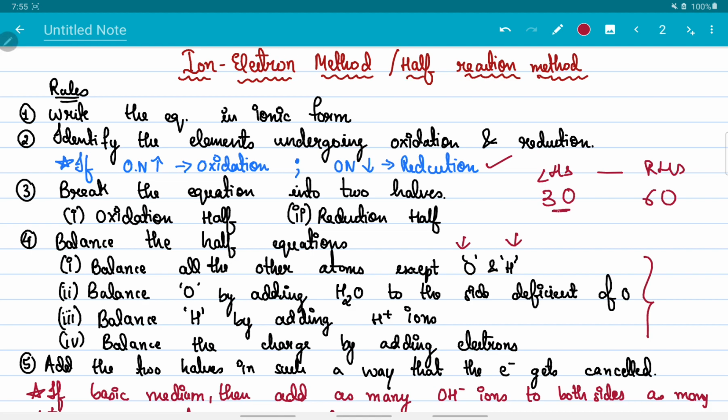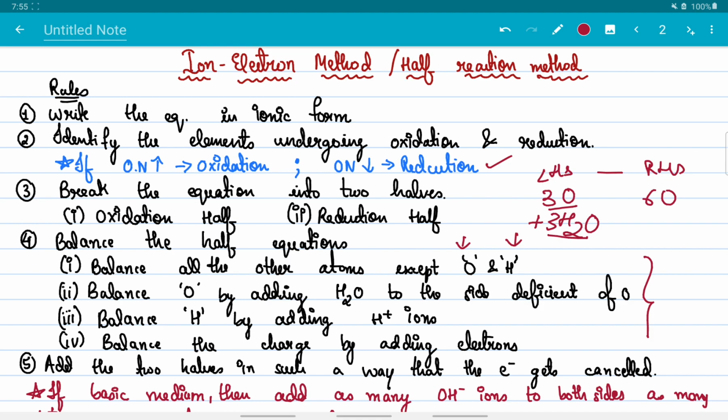If you see this side, the oxygen is less, so on LHS we will be adding H2O, and we will be adding 3H2O, so that 3 plus 3, total 6 oxygen are there and oxygen is balanced. So like that we will be adding H2O to that side which is deficient of oxygen or which has comparatively less oxygen than the other side. So this is the step to balance the oxygen.